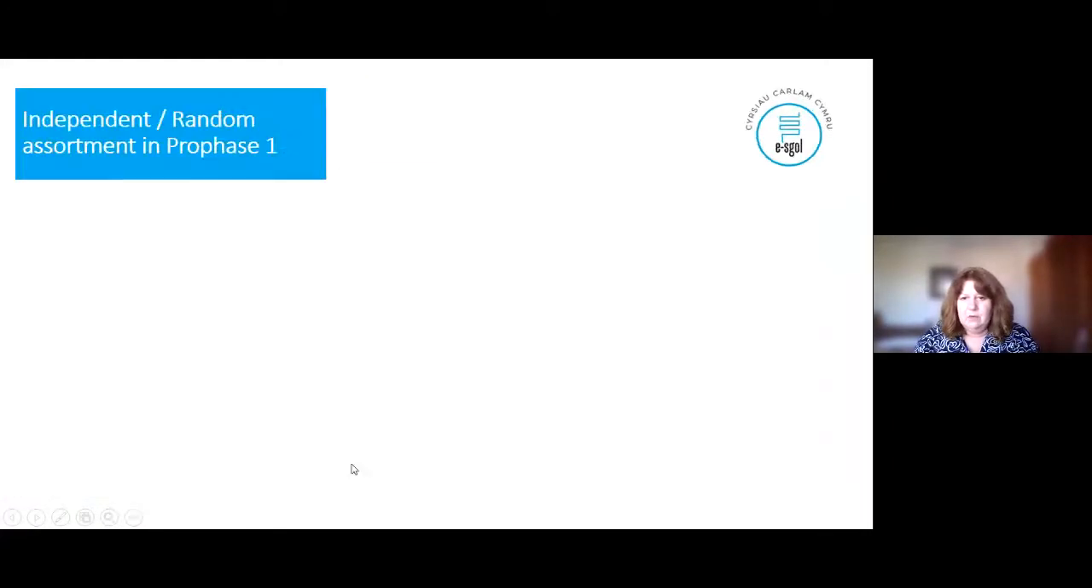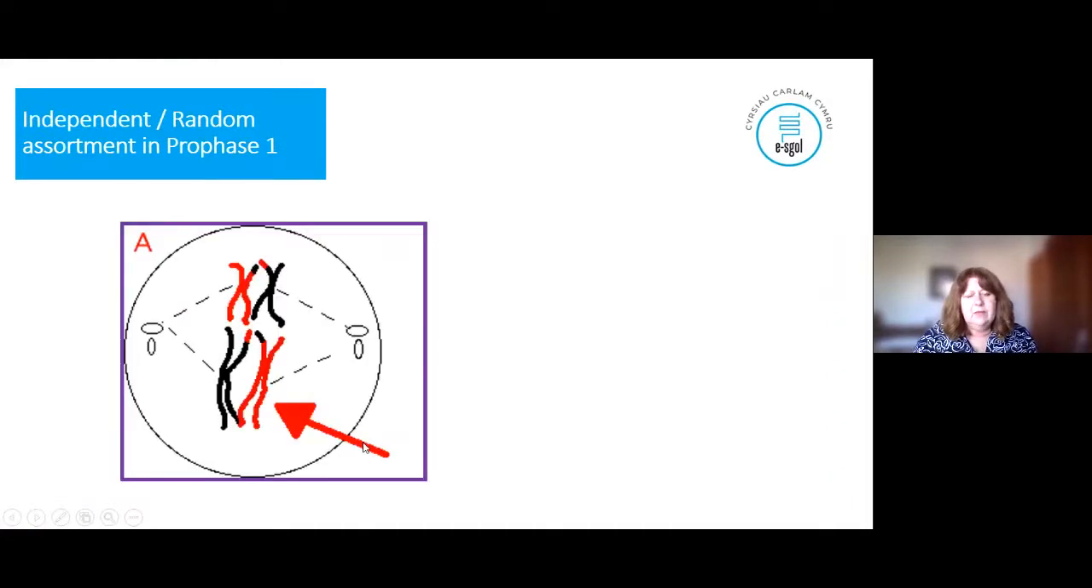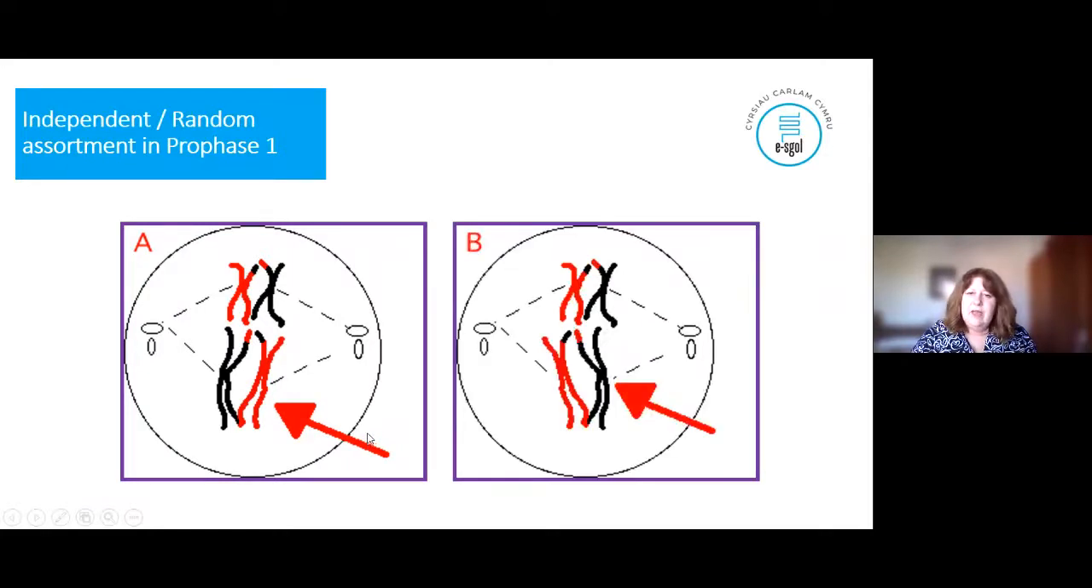Okay, moving on from that. The other thing I wanted to tell you about is something called random or independent assortment. If we have a look at these two images here, you can see, if we go back to that idea of our bivalents, they are now arranging themselves along the equator. We can see the centrioles radiating some of the spindle fibres, but it really just depends on which way round they arrange themselves, and they arrange themselves very randomly.